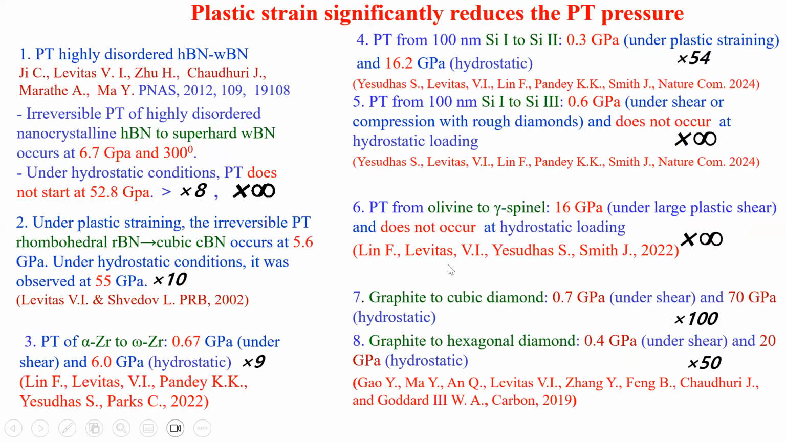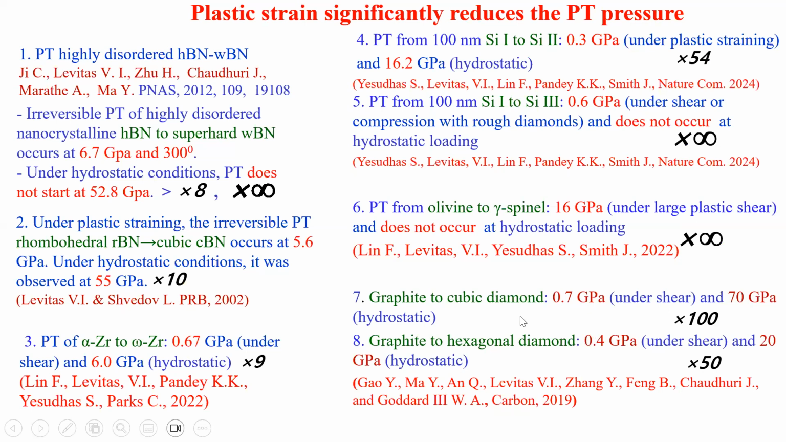The main effect of plastic straining is that it drastically reduces phase transformation pressure. You see here results, for example, for phase transformation in boron nitride and zirconium, by a factor of 8 to 10, so an order of magnitude. The largest reduction was obtained for the phase transition from graphite to cubic diamond. It's 2 orders of magnitude. Under hydrostatic condition, diamond appears at 70 GPa, if at all, and we obtain it at 0.7 GPa. If this could be scaled up, this would be a new technology of defect-induced diamond synthesis without temperature, without catalyst, and practically without pressure.